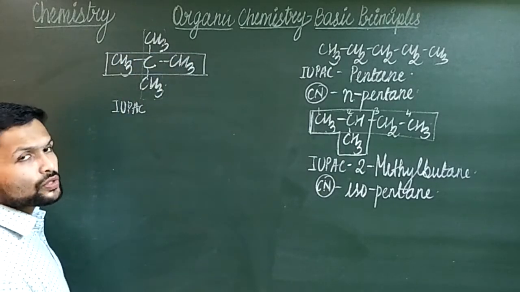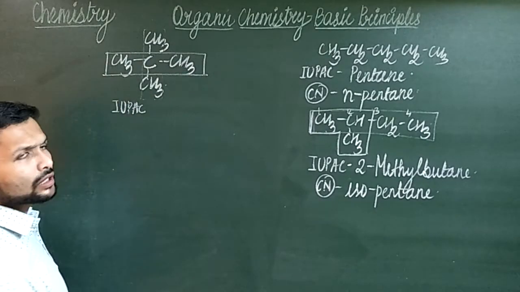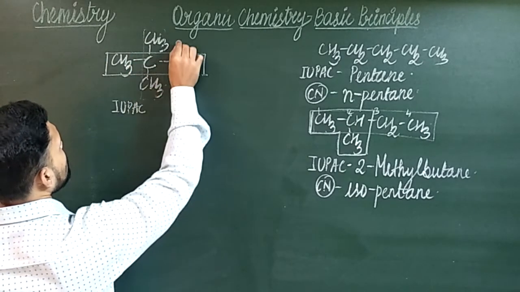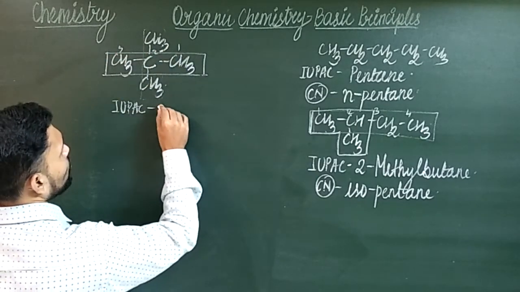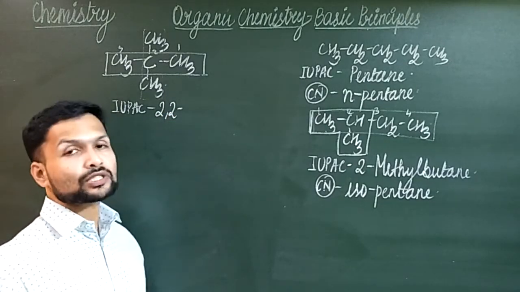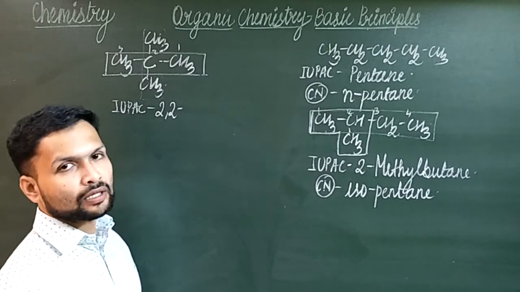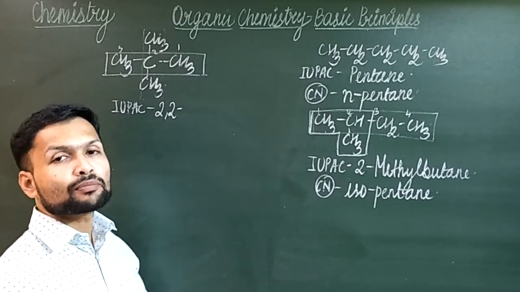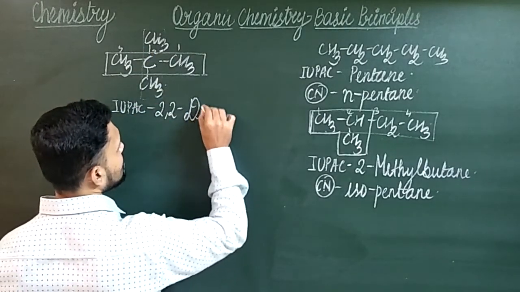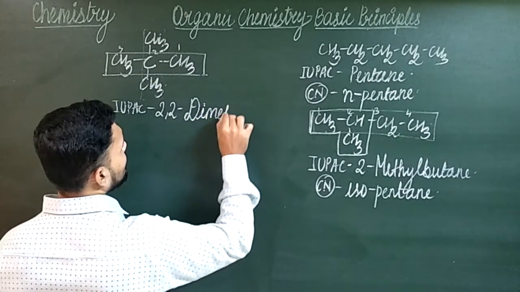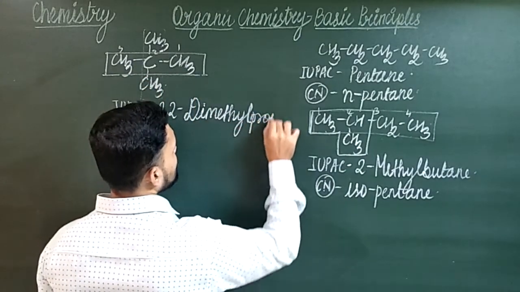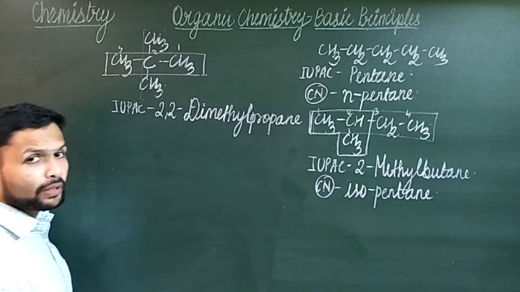Second is to number the chain. From any side you go, the branches get the same number, 2, 2 from this side and 2, 2 from that side. So say 1, 2 and 3. The name goes as 2,2. The fourth rule says if the same substituent is present two or more times, we use prefixes. For 2 methyls we use the prefix di. The first letter should be capital. Then it is dimethyl. The longest carbon chain is of 3 carbons, so it is 2,2-dimethylpropane.